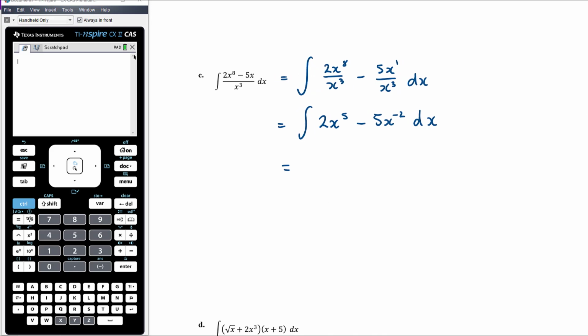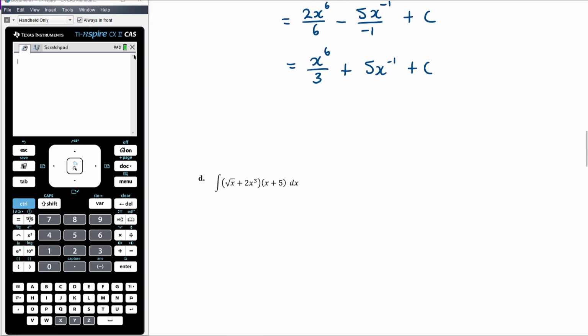Okay, so antiderivative of 2x to the 5, we add 1 to the power, divide by the new power. Antiderivative of 5x to the minus 2, we add 1 to the power, divide by the new power, plus our constant value. Simplifying our fractions, so 2 on 6 is 1 on 3, so x to the 6 on 3, or you can write that as 1/3 times x to the 6, and then minus minus here, so it's going to be plus 5x to the minus 1. Again, you can write that as 5 on x if you prefer, and plus c.